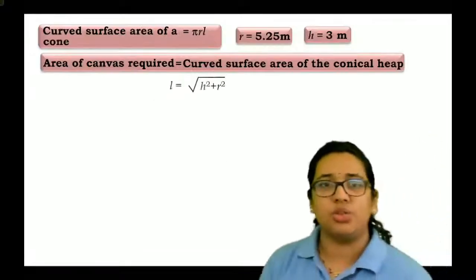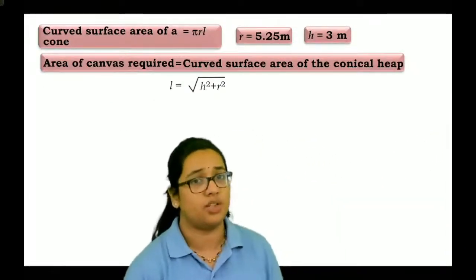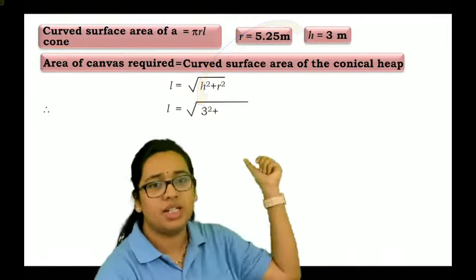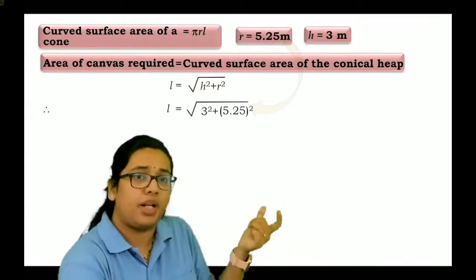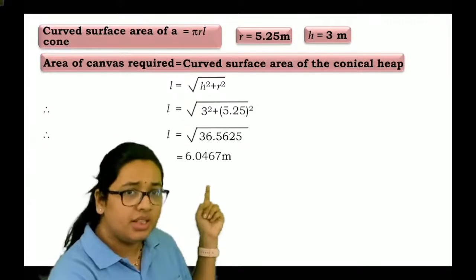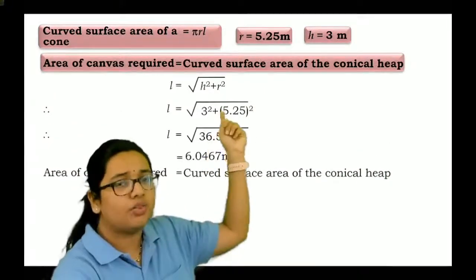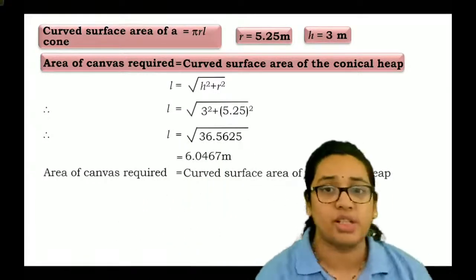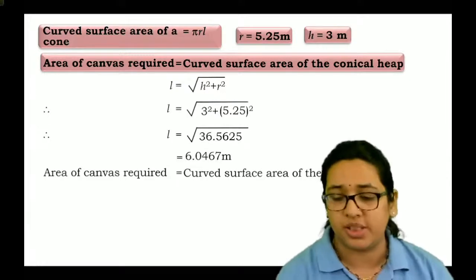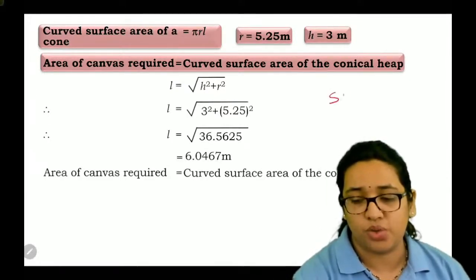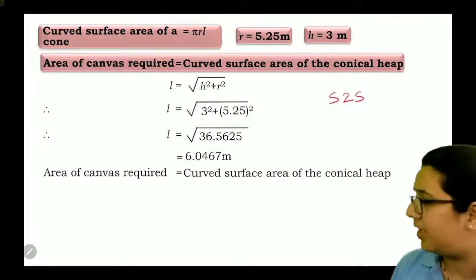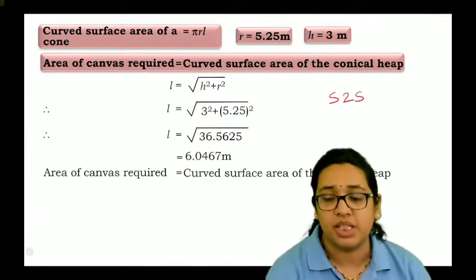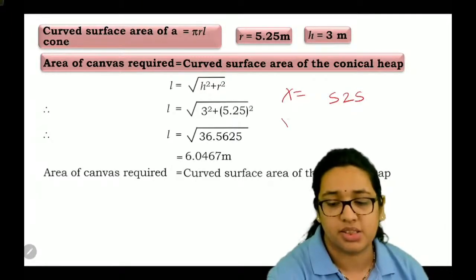So we'll just try to solve it here. So area of the canvas required is nothing but square root of h square plus r square, that is 3 square plus 5.25 bracket square. So 3 square is nothing but 9, and 5.25 square if you consider. So always remember that whenever there is a 5 at the unit place, instead of 5.25, we'll just consider 525 here. Whenever there is a 5 at the unit place, then how can you find its square?